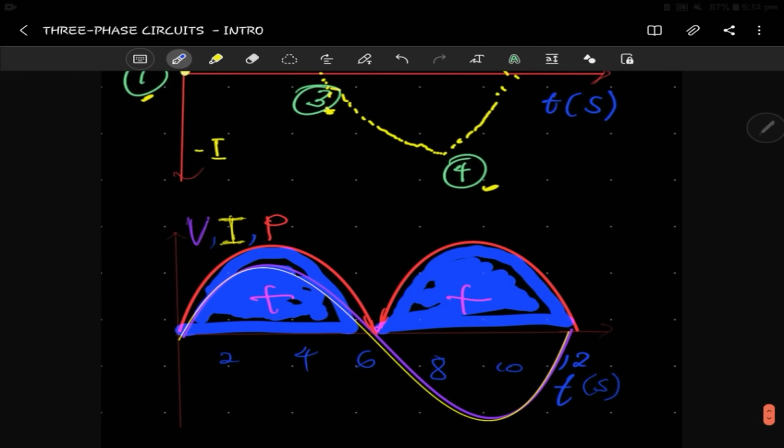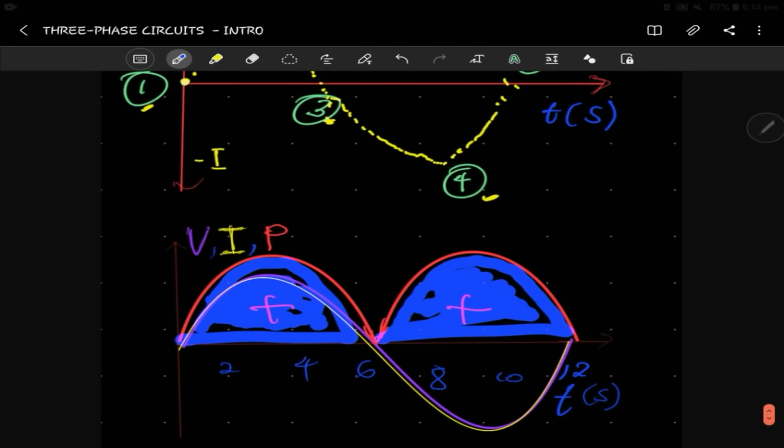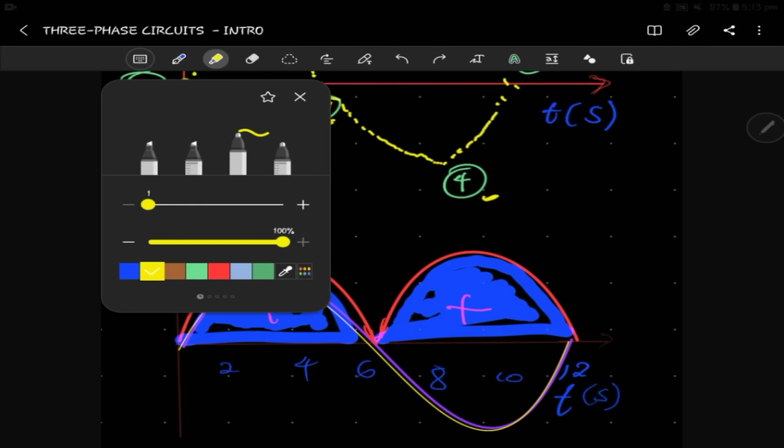Because we have just 1 phase, when we plot the current and the voltage, this is how it would be: this yellow and purple line. But if you try to find the waveform for the power, this is how it would be, which is the red curve that we are seeing there. We are just going to go very quick.